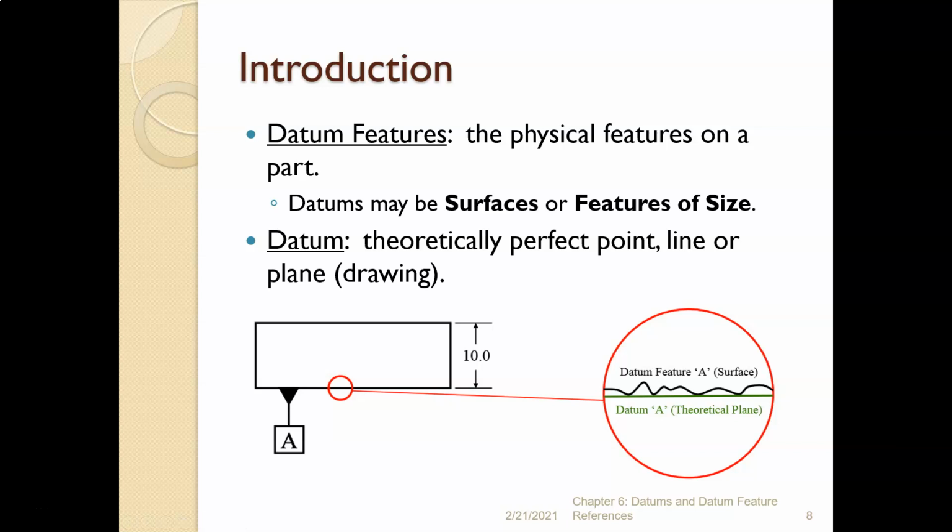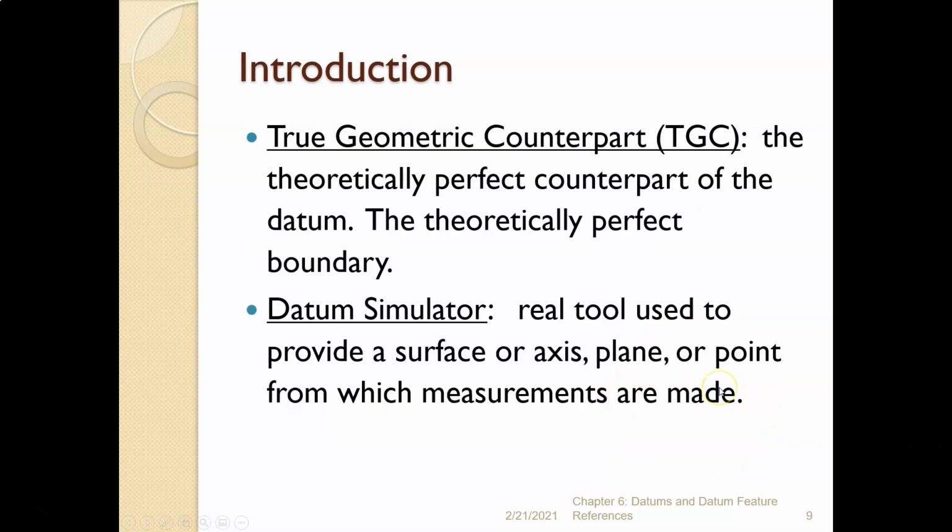All right, so there may be a little bit of difference between those two. So again, to recap, the datum feature is the physical feature on the part. Datums may be surfaces or features of size. The datum is the theoretically perfect point, line, or plane on a drawing. Okay? So the datum feature is the actual feature on the part, the physical part. The datum is the theoretical perfect point, line, or plane on a drawing, right? So this is my datum A, right? And this is my datum feature A, the imperfect surface.